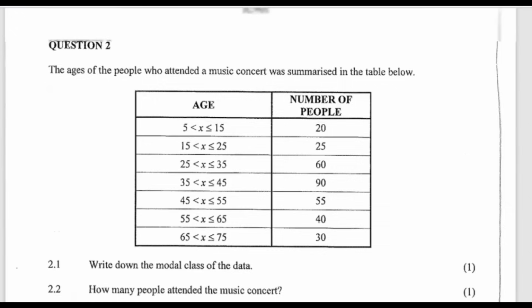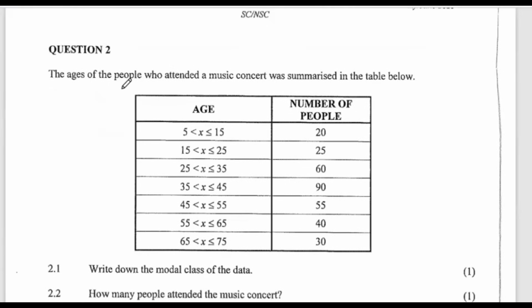Question number 2, please don't rush, don't rush. The ages of the people who attended the music concert were summarized. This is grouped data. These are the groups or the ages. For ages between 5 and 15, we have 20 people. And then for ages between 15 and 25, and then 25 and so on and so forth. So this is the information we have.